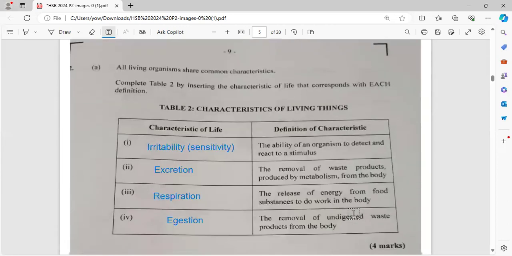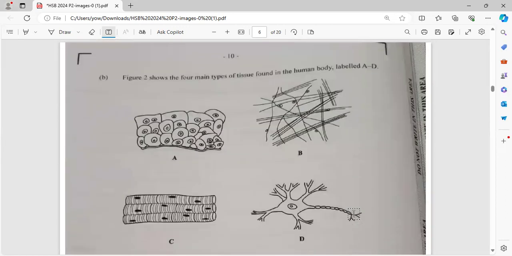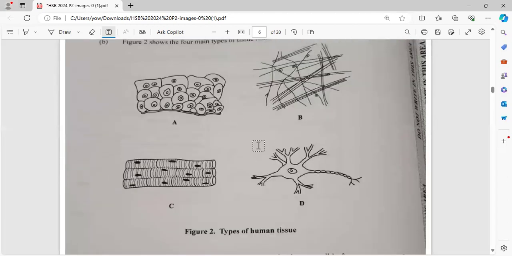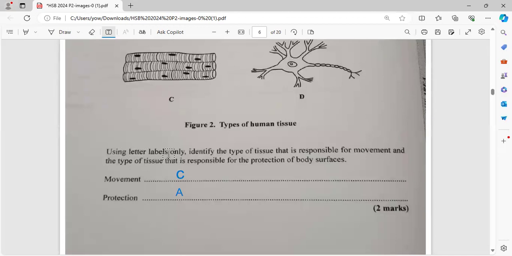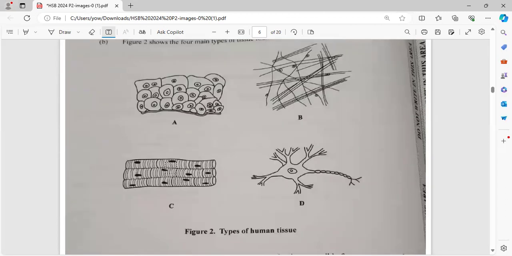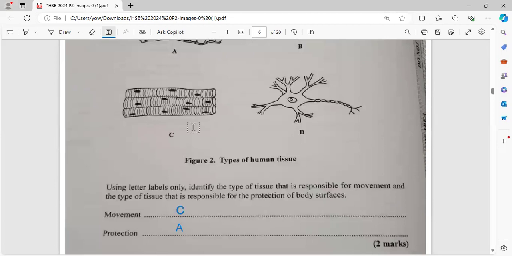All right, let's go. Now figure 2 shows 4 main types of tissue found in the human body, labeled A to D, right? And we see the tissues here. It says, using the letter labels only, identify the type of tissue that is responsible for movement, and the other one that is responsible for protection of body surfaces. So this, guys, would be the muscle cell. So the muscle cells will be responsible for movement. So the muscle tissue would be movement.